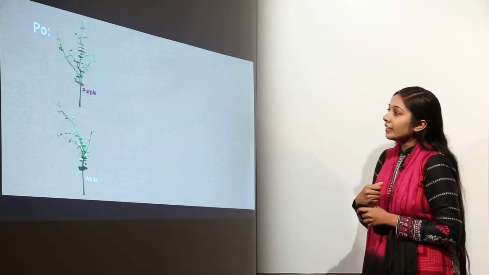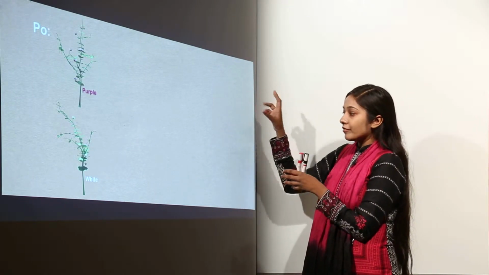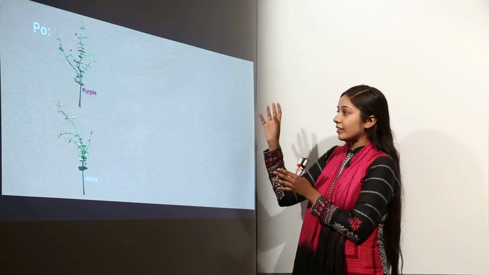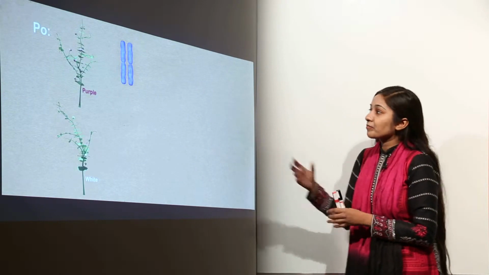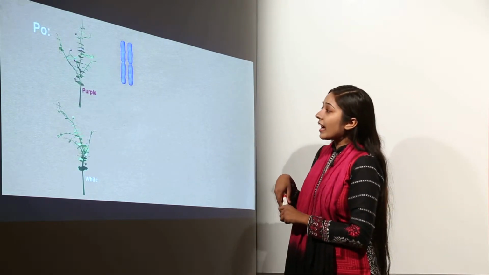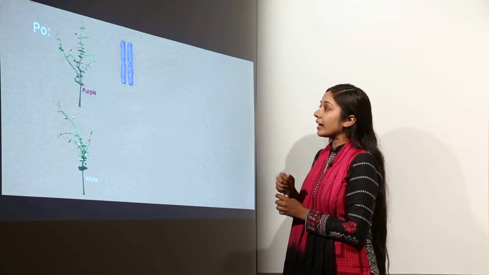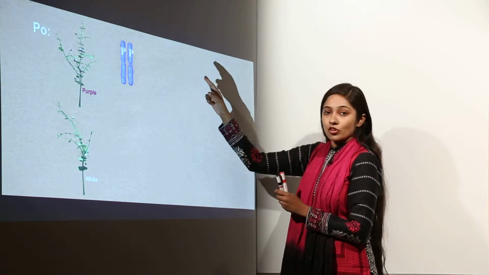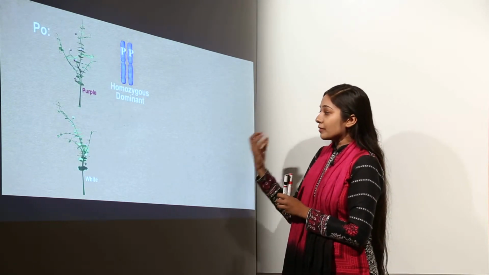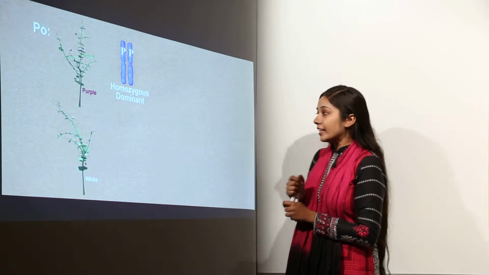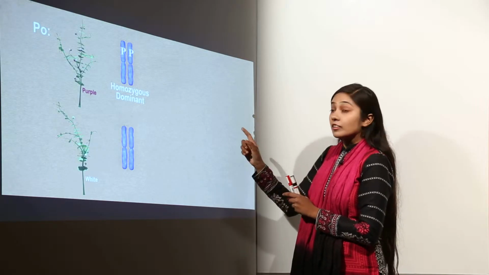So what is happening? When we have crossbred a purple flower with a white flower, meaning a plant having purple flower with a plant having white flower, you see the chromosomes have the traits. For example, the purple plant having the purple flower was having dominant alleles, meaning capital P and capital P. And when we're talking about the plant with white flowers, what is it having? Can you guess?